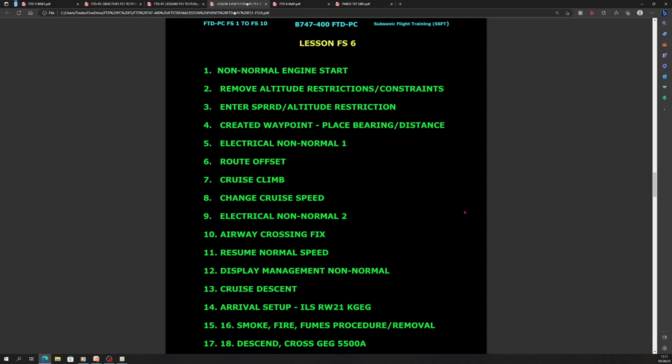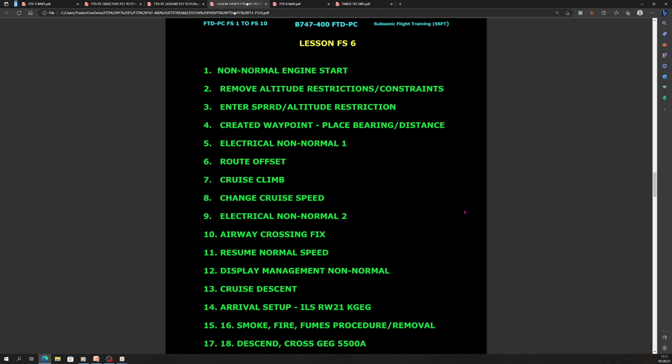I think on the non-normals, again, we'll skip the electrical because that's in month 2 bonus. So I think we'll do maybe an outflow valve problem, something that's not that involved, and maybe like a pack message, that we have a pack problem, maybe a pack overheat or something like that. So we'll do an air conditioning pressurization one more than electrical. So again, just note that the electricals will be replaced by air conditioning and pressurization non-normal.